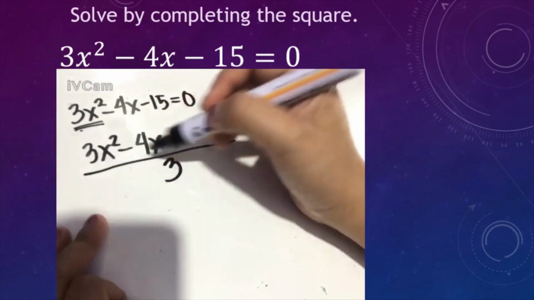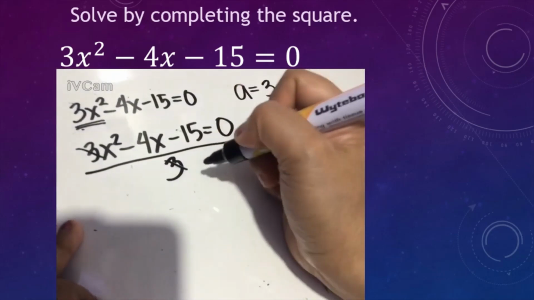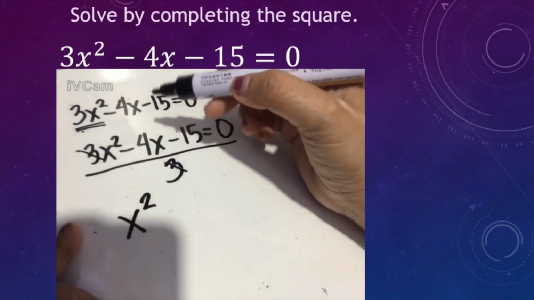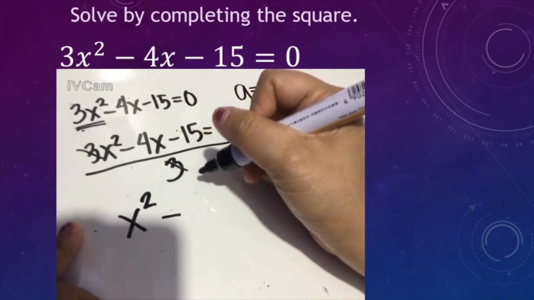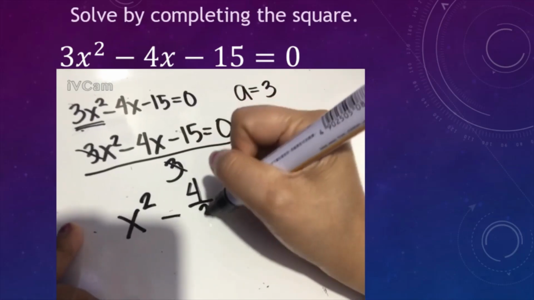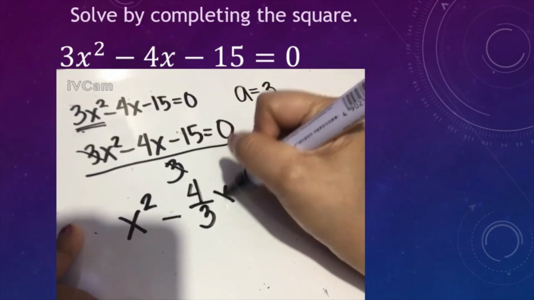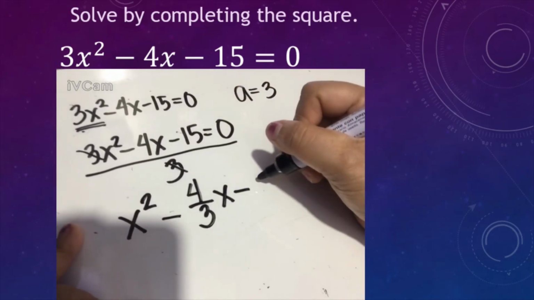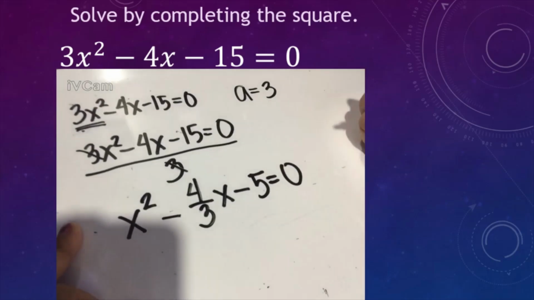So 3 divided by 3, that is 1. So therefore the remaining term is x squared. Then 4 divided by 3, since we cannot divide it perfectly, we will just write the fraction 4/3 x, and then 15 divided by 3, that is 5, is equal to 0.